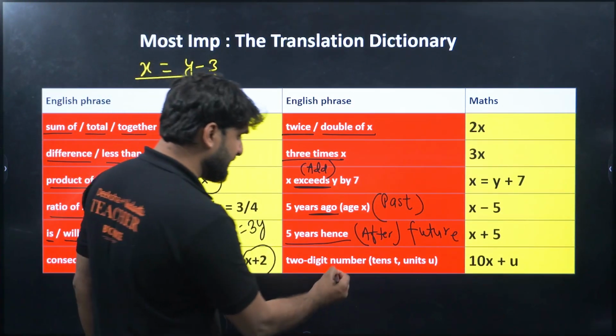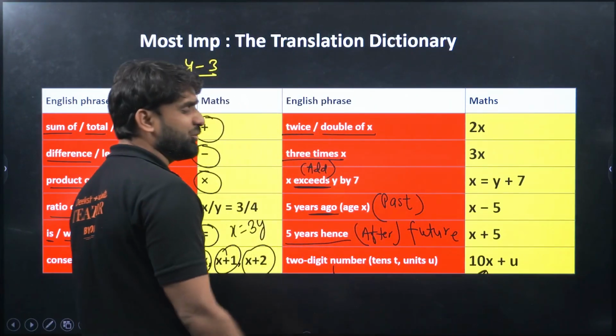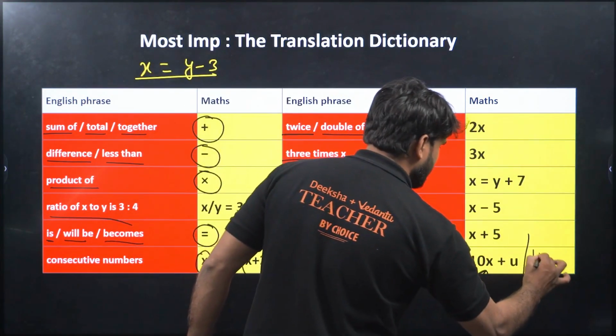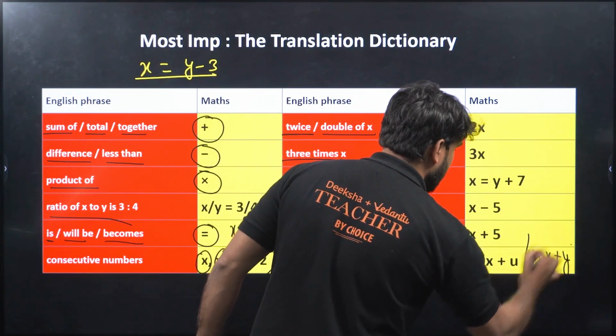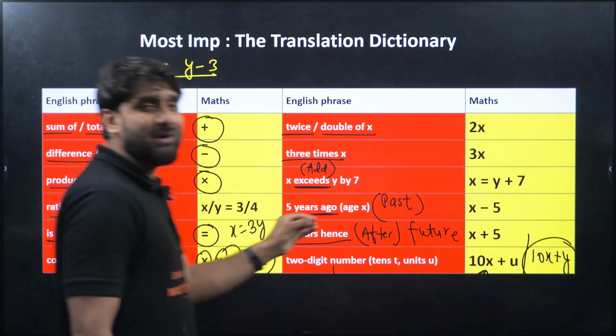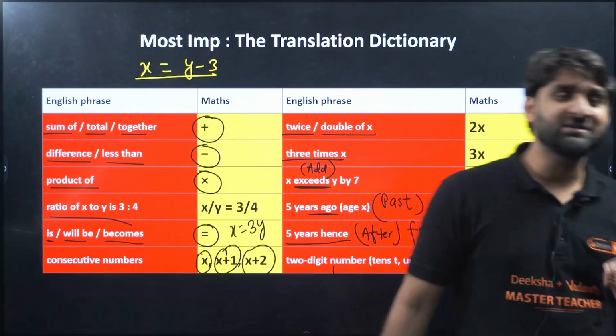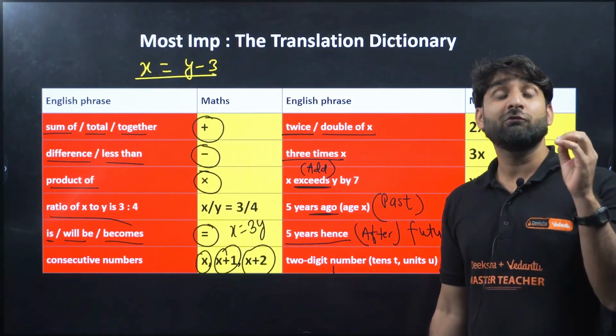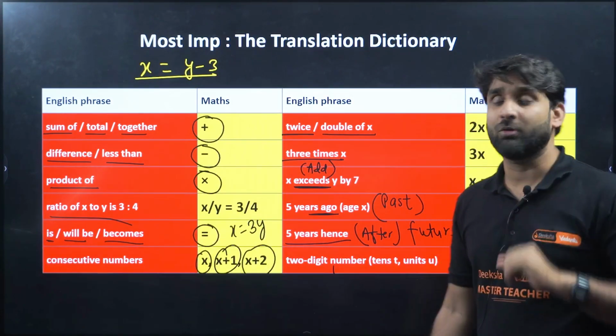A 2-digit number looks like this: 10X plus U. My dear, U is a little confusing, so fix one format: 10X plus Y. Y is the unit digit and X is the tens digit. So these are the few terminologies, the translation dictionary, that you require to form the equation after reading the word problem questions.